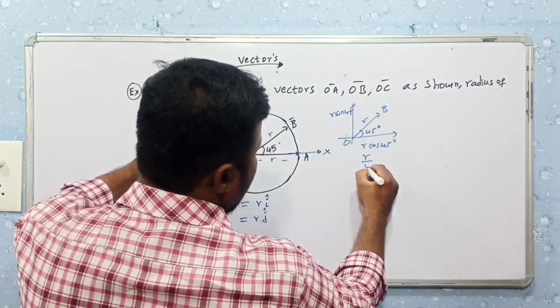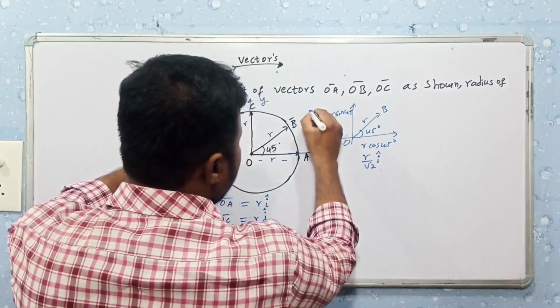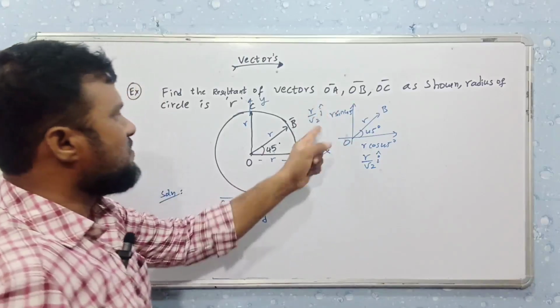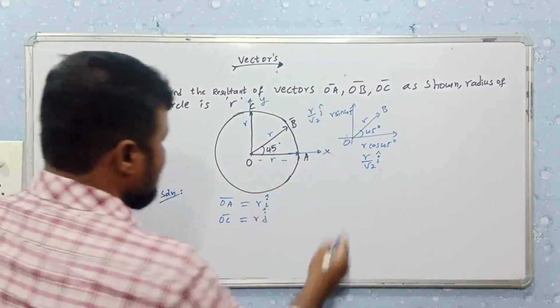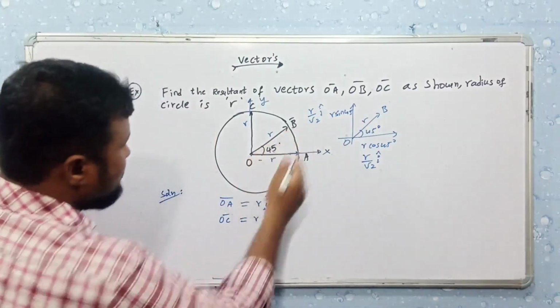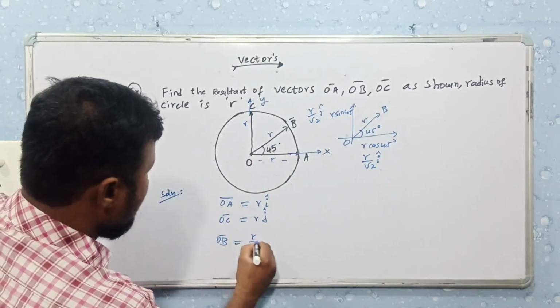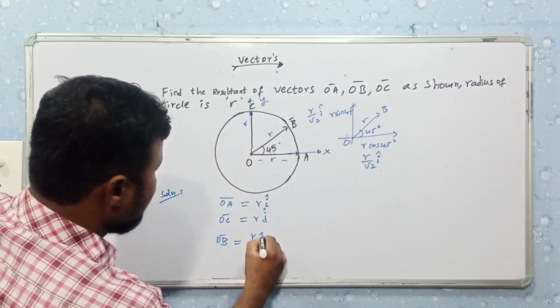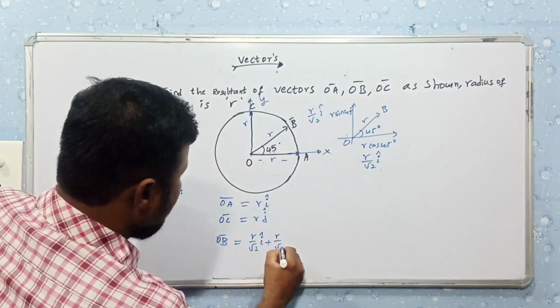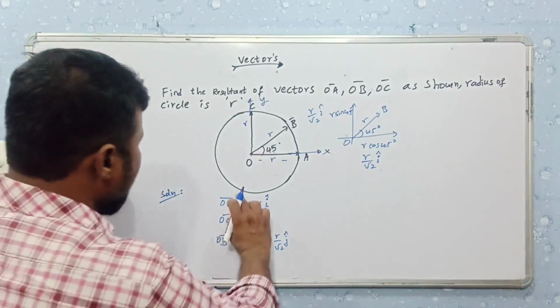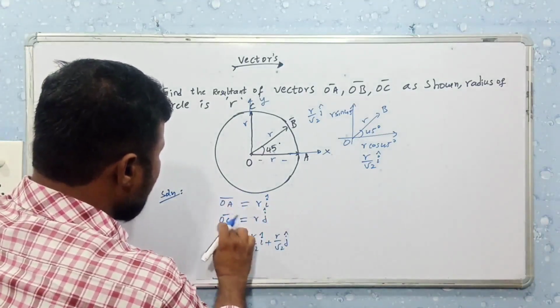r cos 45 is r by root 2 i cap, and this is r by root 2 j cap, since sin 45 is also 1 by root 2. Understand? What is the resultant vector? Resultant of OB bar is equal to r by root 2 i cap plus r by root 2 j cap. First I will find the resultant of OA bar and OC bar.